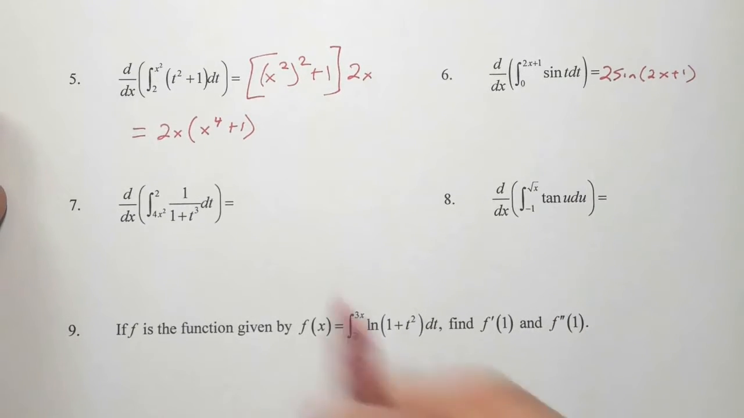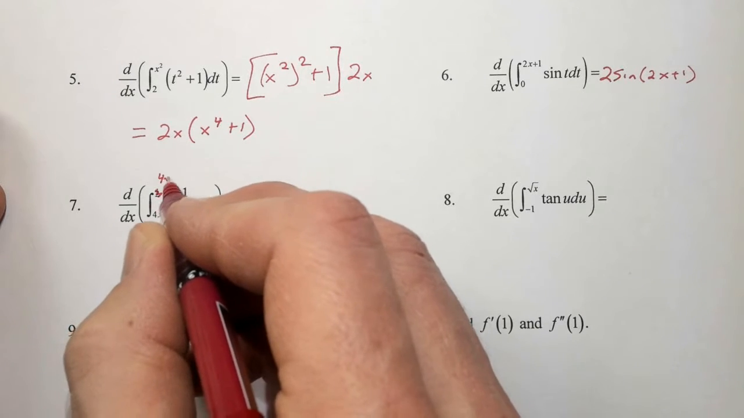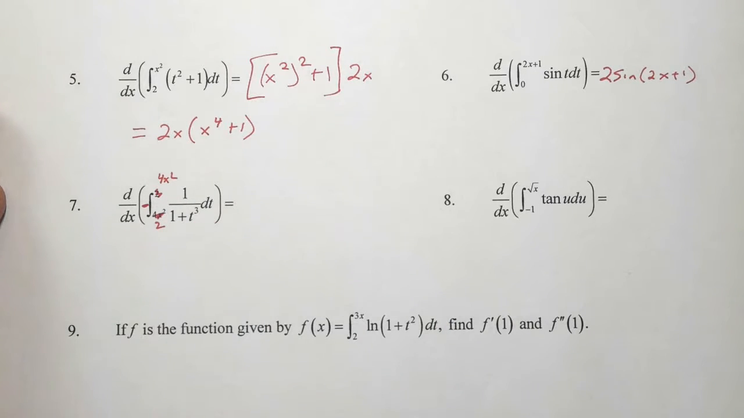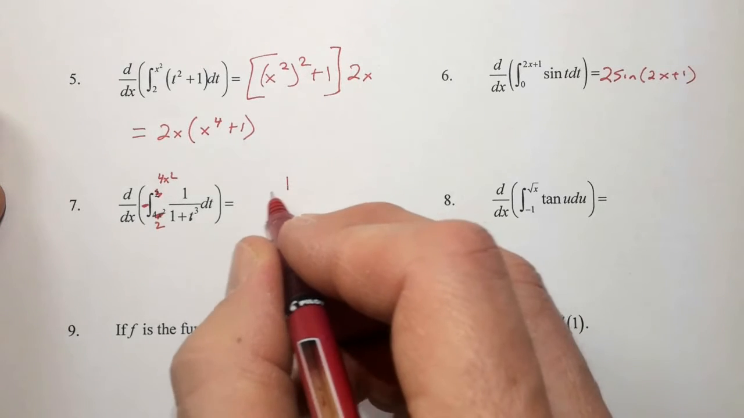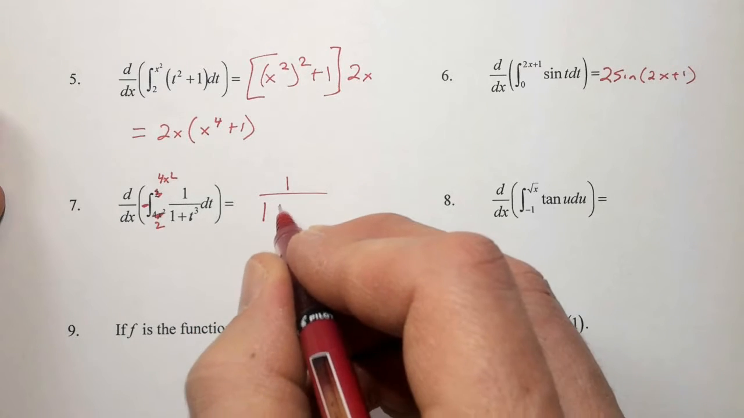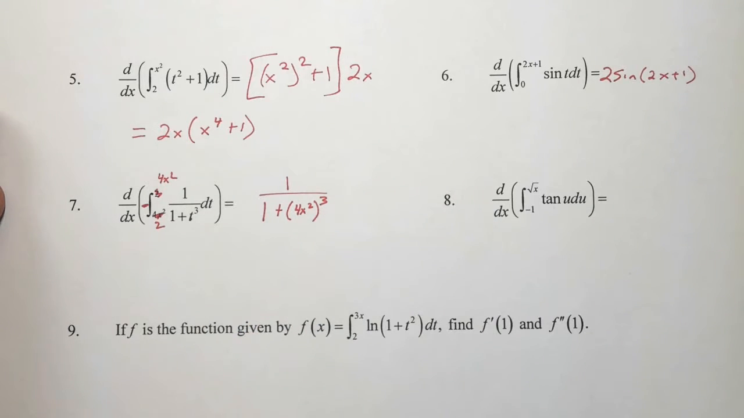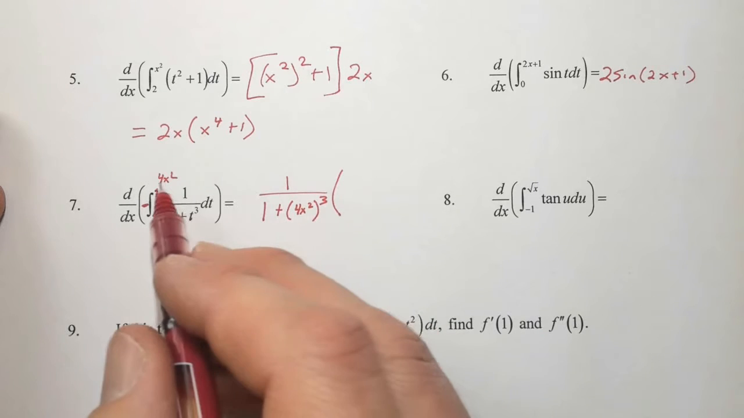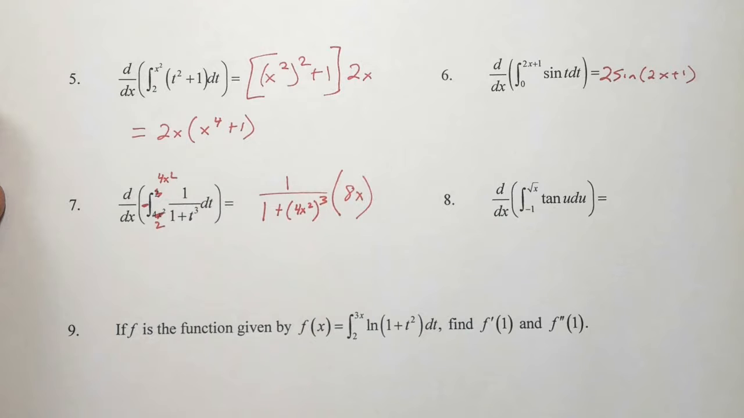With number 7, we have to swap the bounds again, so we need the 4x squared up here and the 2 down there, which means that our integral will be negative. So we replace t with 4x squared. So we have 1 over the quantity 1 plus the quantity 4x squared cubed. And we need to multiply that by the derivative of the inner function. The inner function is 4x squared. Its derivative is 8x. So there's our answer.